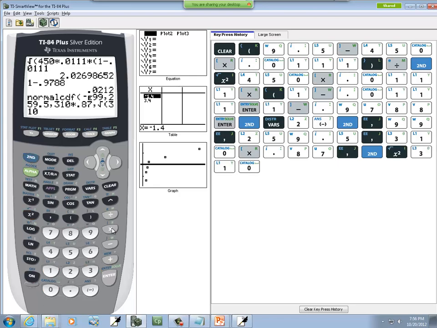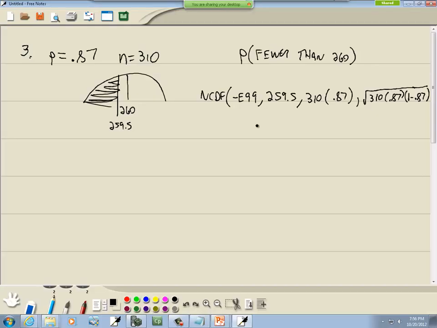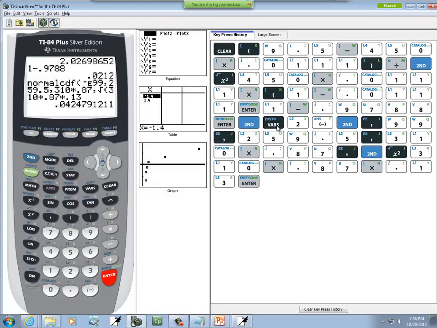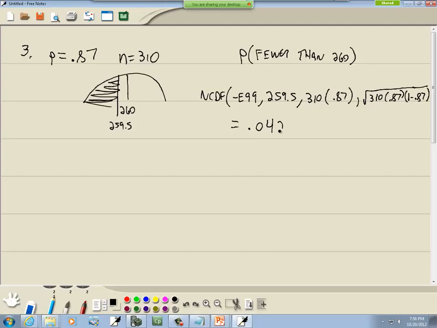310 times 0.87. 87% have it, so 13% don't. This one's easy to do in my head. So you could put 1 minus 0.87 if you want there, and we get 0.0425, rounding it to 4 decimal places. 0.0425. Okay, let's do it by hand now.